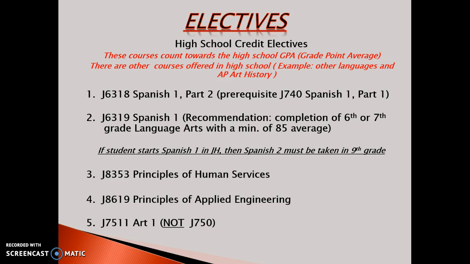If you're in Spanish 1 Part 1 and you would like to complete that credit, you will choose Spanish 1 Part 2. We also offer a full year of Spanish if you haven't started your foreign language yet. It is recommended that you've completed 6th or 7th grade language arts with a minimum of 85 average to be in that class. Please keep in mind, if a student starts Spanish 1 in junior high, then Spanish 2 must be taken in 9th grade.